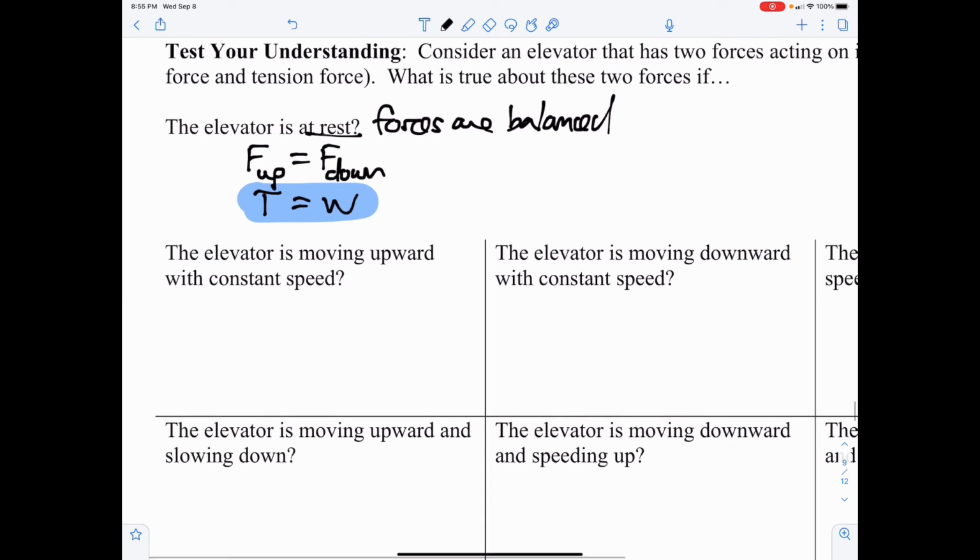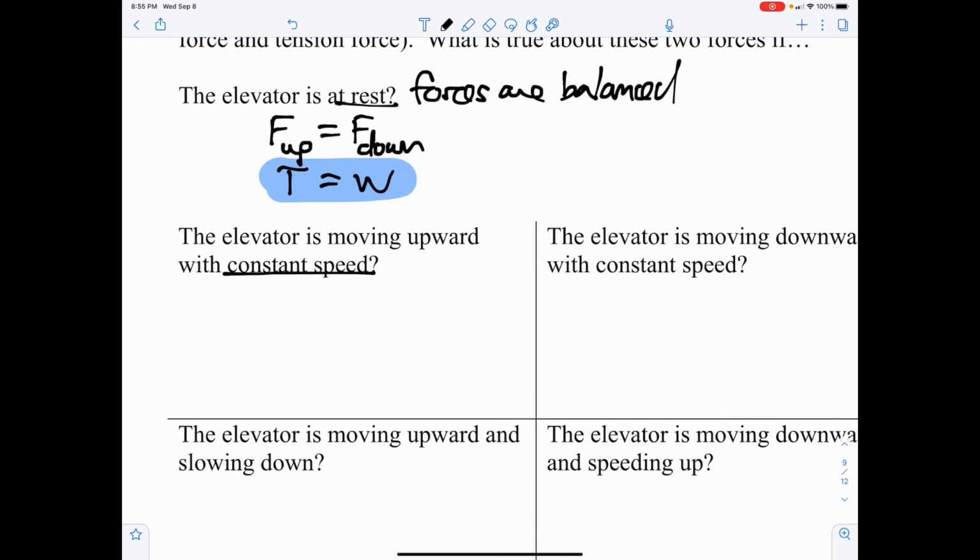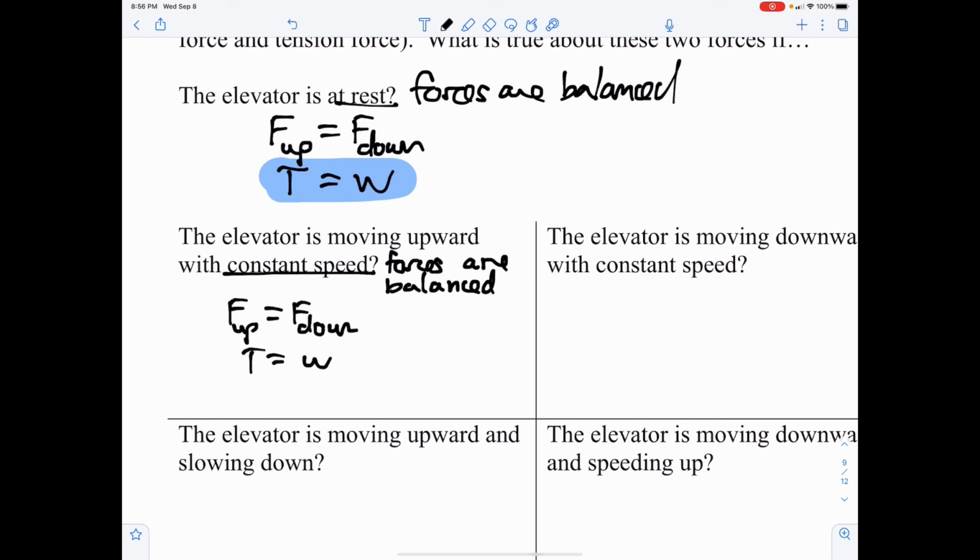The elevator is moving up with a constant speed. Well, constant speed is a similar situation of at rest. Constant velocity means forces are balanced. And again, if forces are balanced, forces going up equal forces going down, which means, again, tension equals weight.